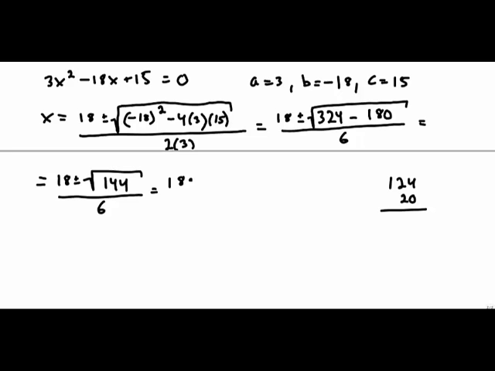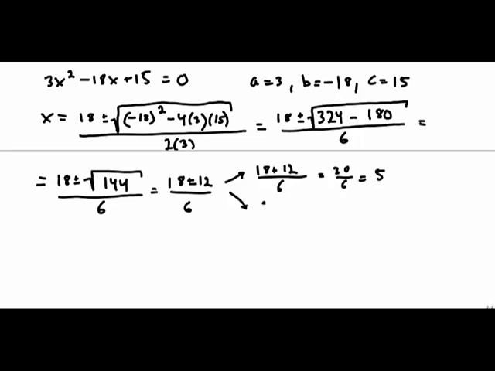Is equal to 18 plus minus 12 divided by 6. And now we get two solutions. The first one is 18 plus 12, which is 30. So 30 divided by 6 is equal to 5. That's the first value of x. 18 minus 12 divided by 6 is equal to 18 minus 12 is 6, divided by 6 is equal to 1.